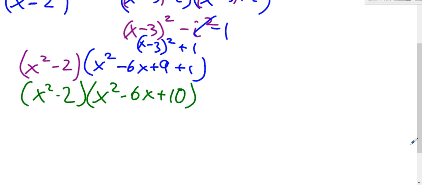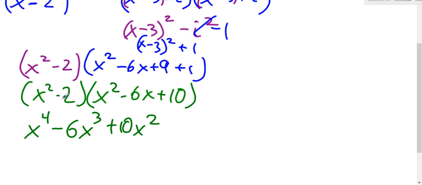And now we need to multiply those two polynomials together. So it's x squared times all 3 pieces, and then the negative 2 times all 3 terms. x squared times x squared is x to the 4th. x squared times negative 6x. x squared times 10. And then the negative 2 times x squared. Negative 2 times negative 6x, and negative 2 times 10.